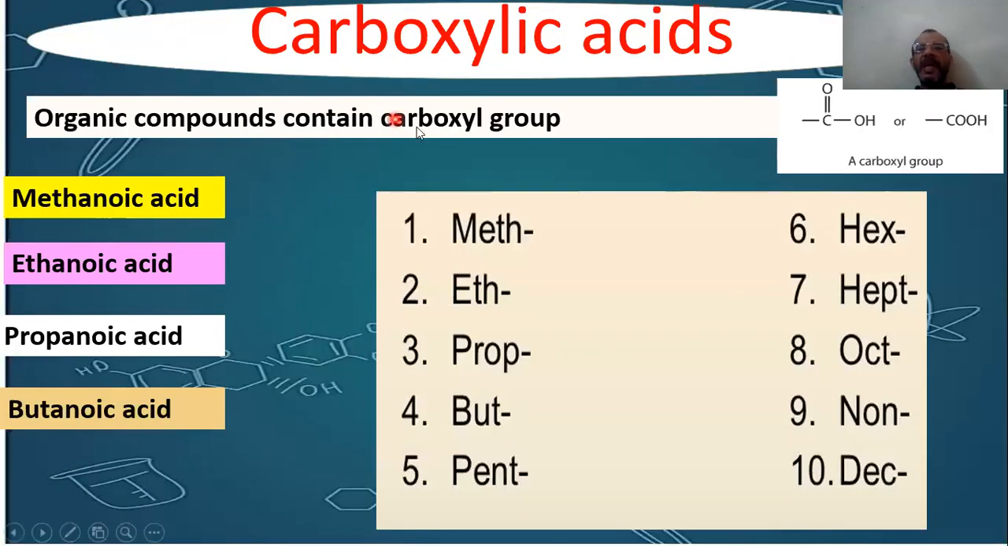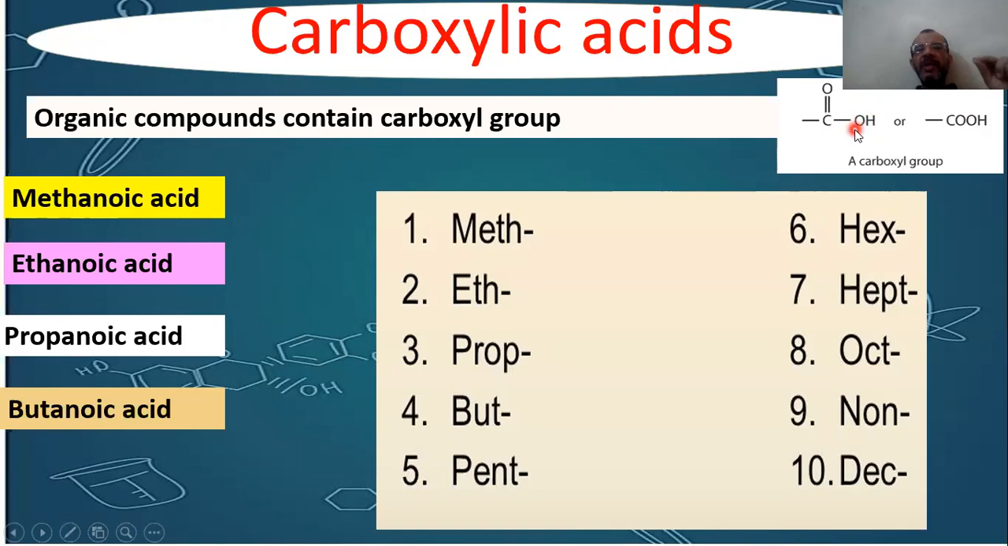What about the carboxylic acid? A carboxylic acid is an organic compound that contains the carboxyl group. What is the carboxyl group? That is the first question. The carboxyl group means a carbon atom joined to an oxygen atom, the carbonyl group, and a hydroxyl group. So it has two oxygen atoms. Don't forget, the compound contains two oxygen atoms, and one of the oxygen atoms is joined to H.